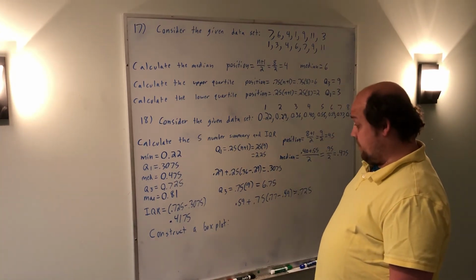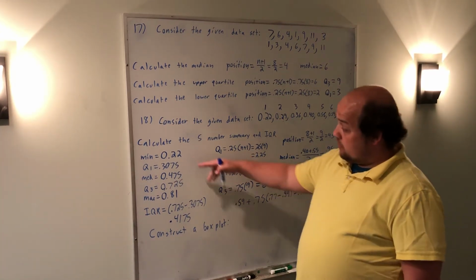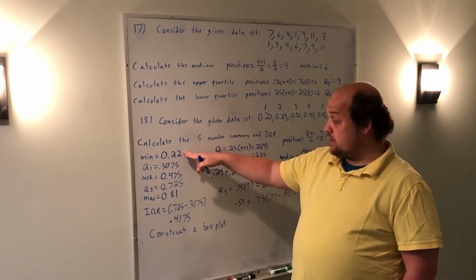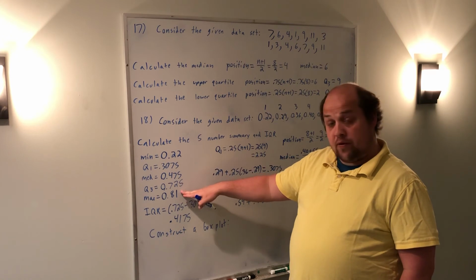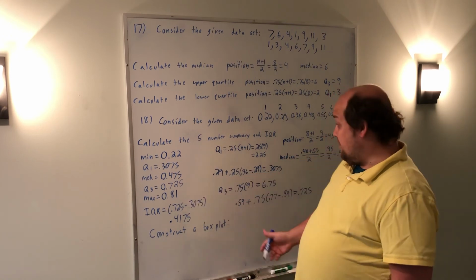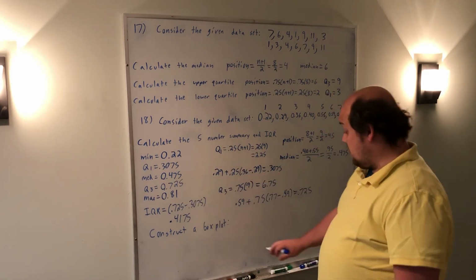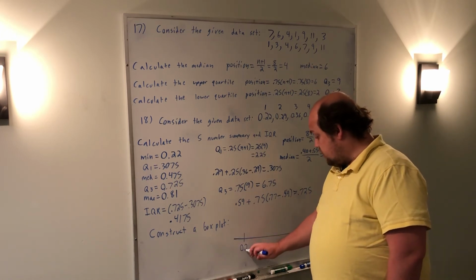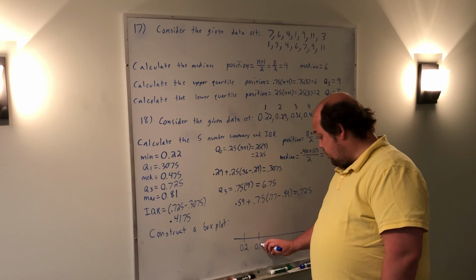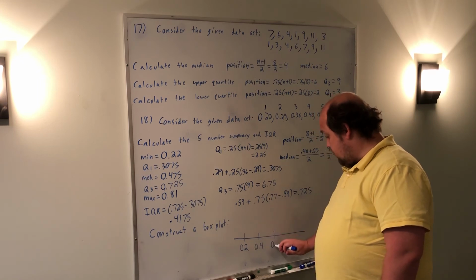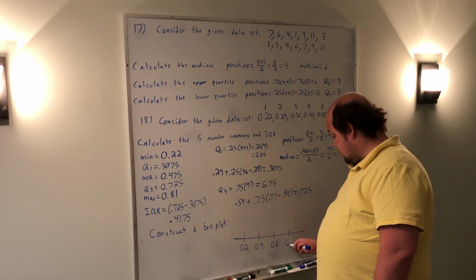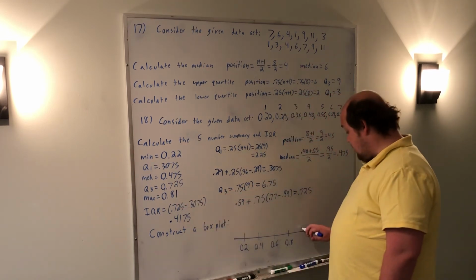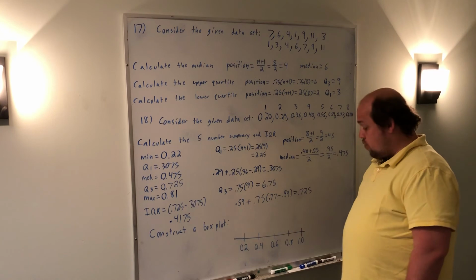The last thing I'm asked to do in this sample test and on this question is construct a box plot from the data. I want to start out by looking at what the smallest and largest values are. 0.22 is the smallest, 0.81 is the largest, so I'm going to start at 0.2 and go by 0.2s. Here's 0.2, here's 0.4, 0.6, 0.8, and then because 0.8 would still have something larger than it, I'm going to go out to 1.0.